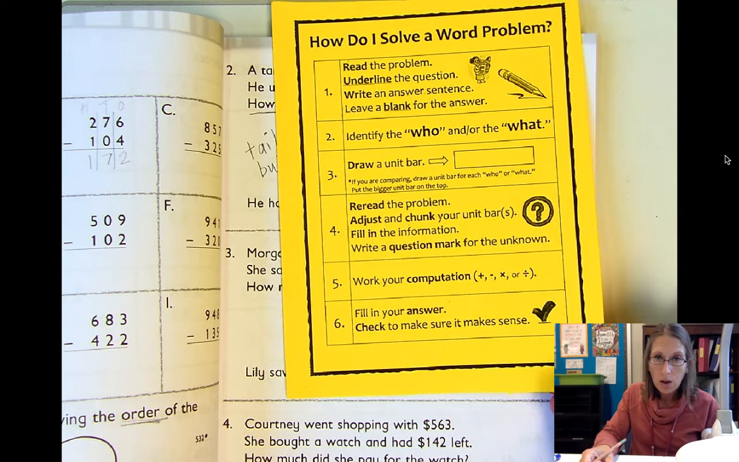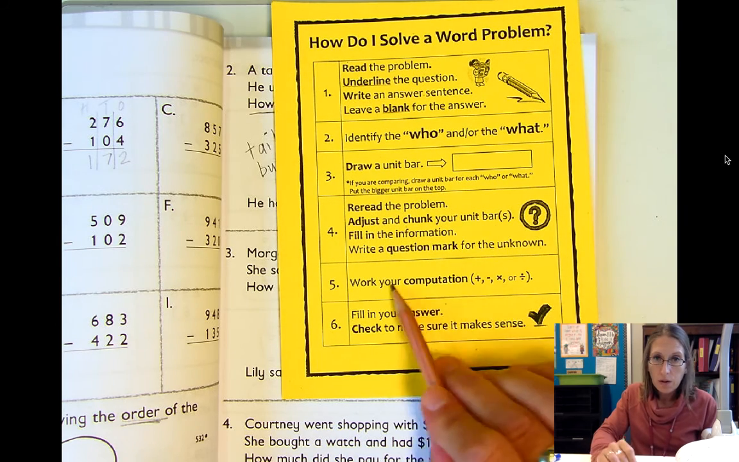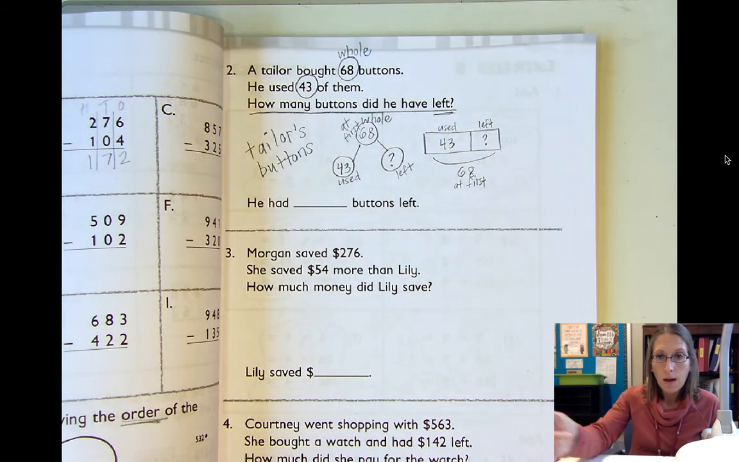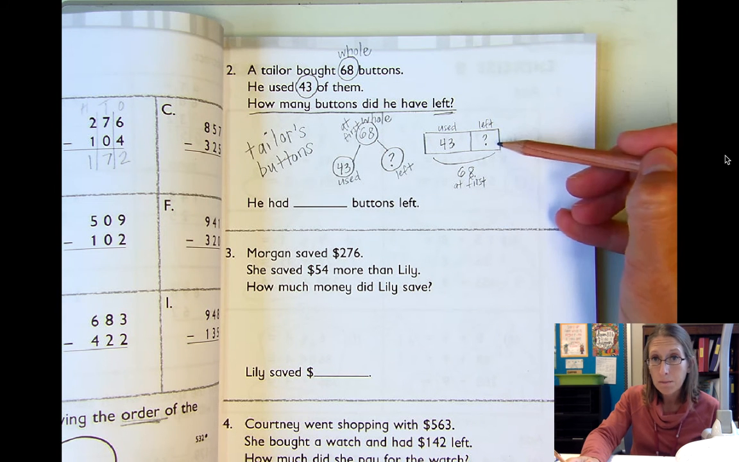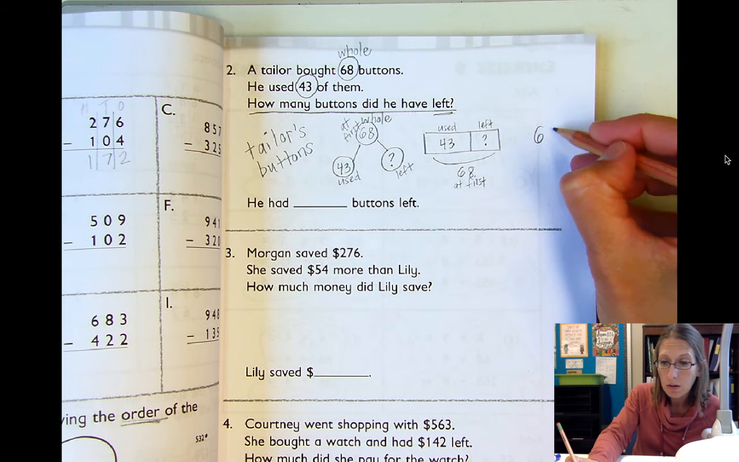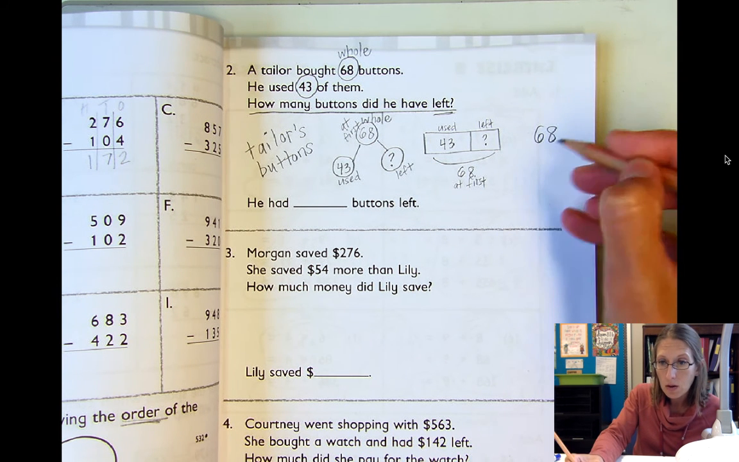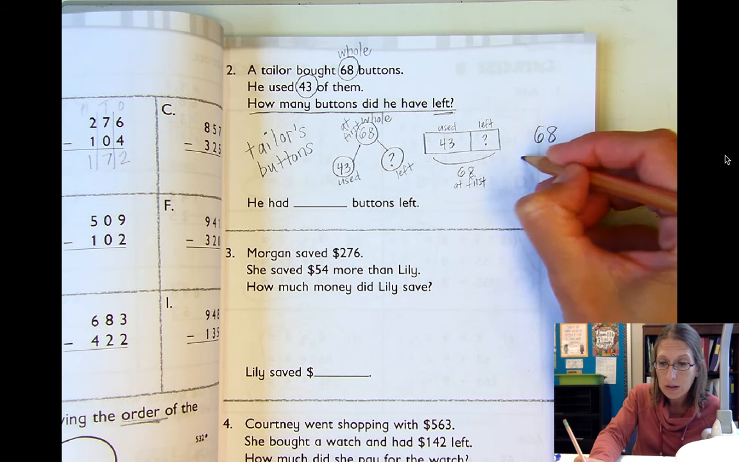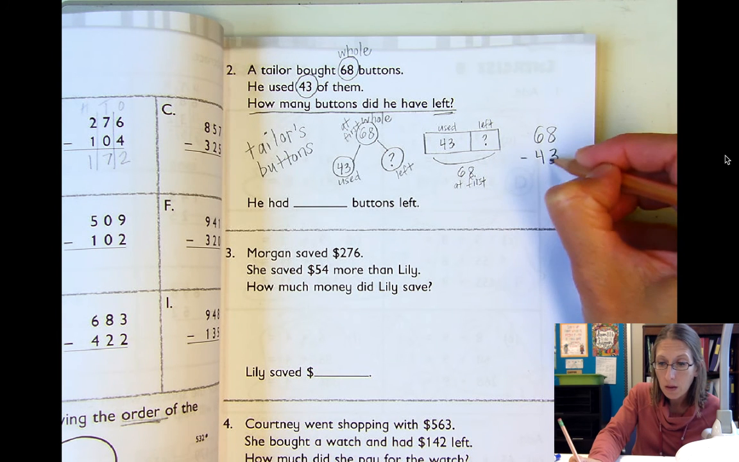Okay. Then we did a lot of thinking for this one. Now we're going to work our computation. We're going to add or subtract. And I know that if I'm trying to find a missing part, I'm going to subtract. So over to the side here, I'm going to show my thinking, my computation. 68 minus 43.